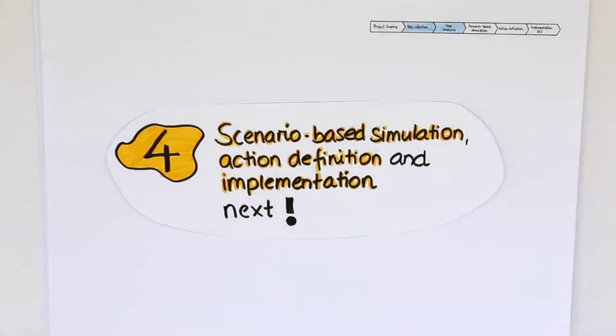Check out Learning Nugget number 4, Scenario-Based Simulation, Action Definition and Implementation, to learn about a methodology to test the validity of your strategic direction or improvement levers, and how to identify and implement your actions.